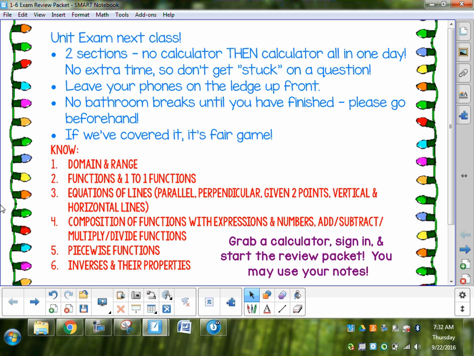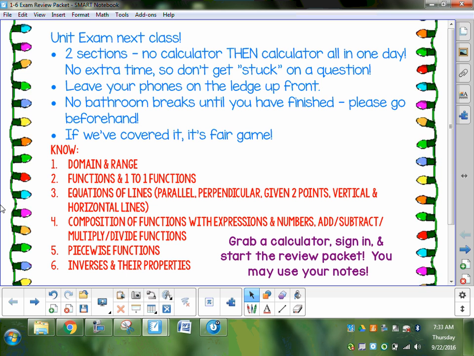I'll let you know about the halfway point, as to when you should be transitioning between the pieces on the test. Don't get stuck on a question. I'm going to have a ledge up here, and it's going to say 1 through, I think, 28, and you will leave your phone there to make sure that there is no distributing of the questions or taking pictures of the test, which is apparently a thing.